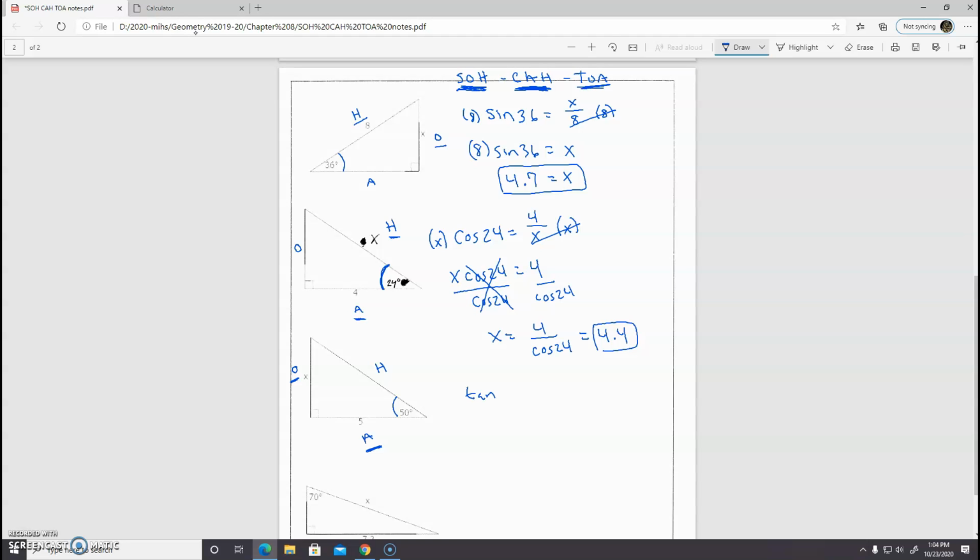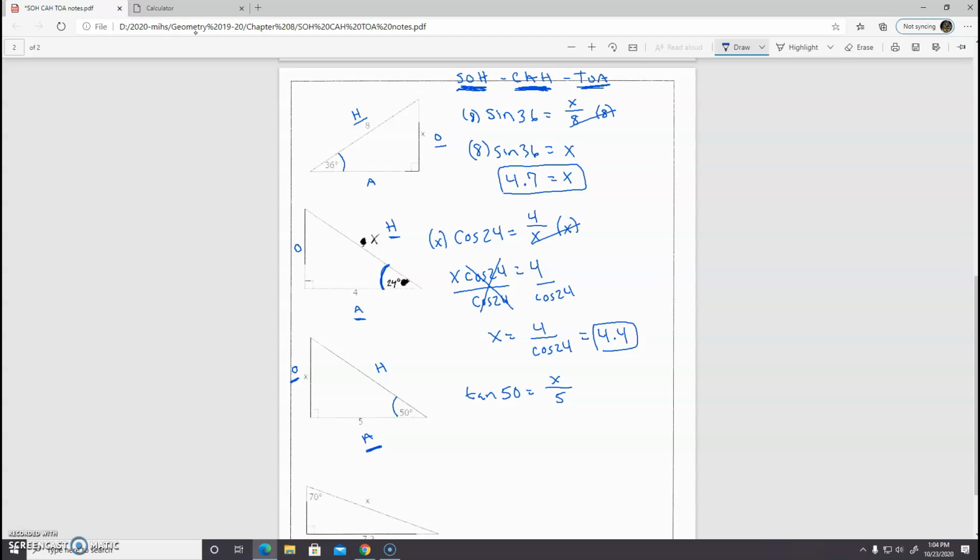So tangent of my angle equals opposite over adjacent. Now I do have a little rhyme, because either x is going to be in the numerator or it's going to be in the denominator, just like these two cases. X was in the numerator, x was in the denominator. So you're going to do the same thing every time.